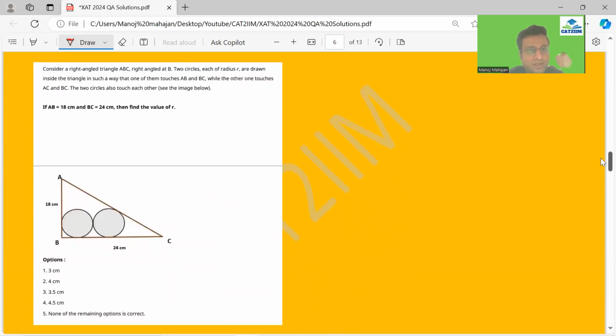Let's come to the other one, an interesting one, and something similar I did in the CAT crash course class also. I'm not saying exactly the same, but a similar approach. Let's see what the approach is. So remember always the tangent length. When you draw the two tangents from the external point to the circle, the lengths are equal. So based on that, we can look forward to answering. This is an interesting question out here. And the choices, they always make it difficult. None of the remaining options are correct, right?